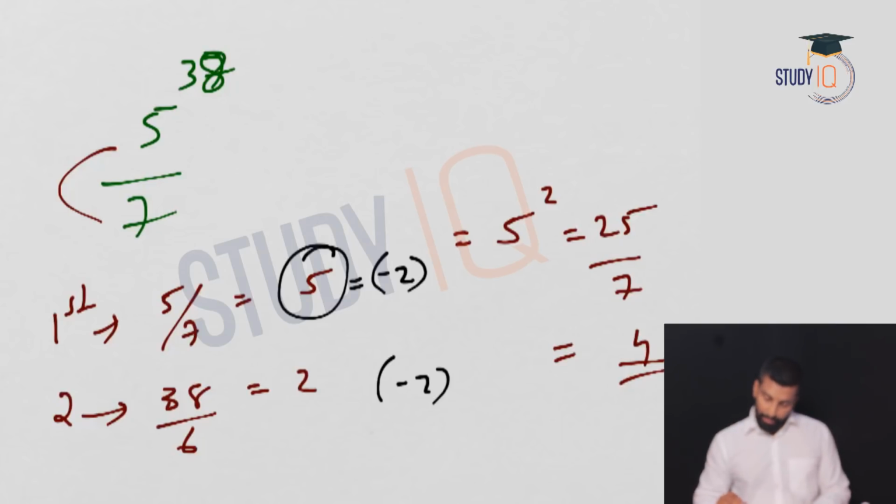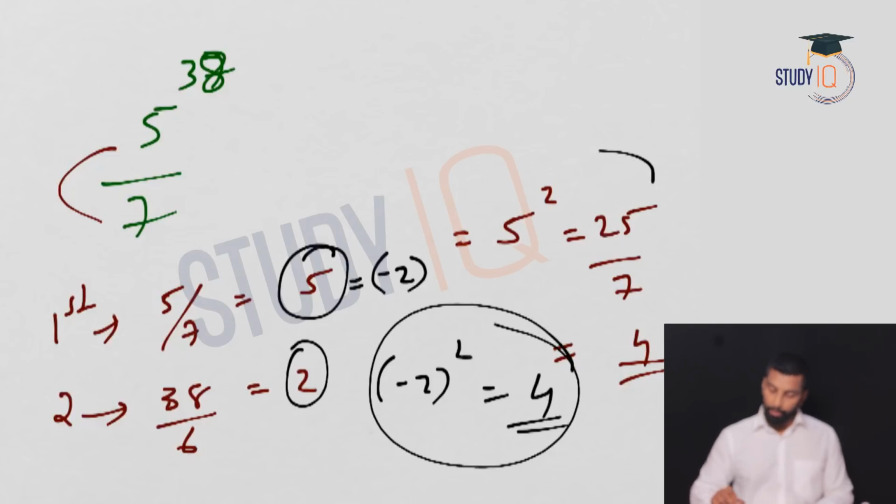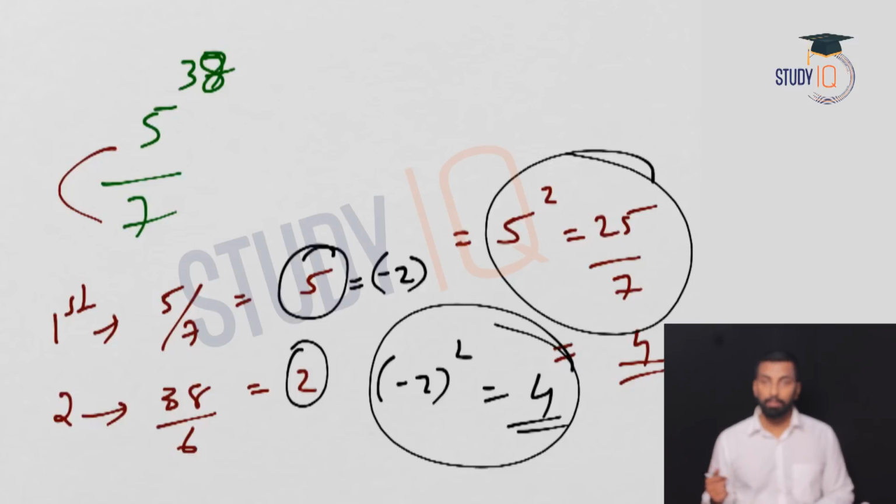Then it becomes minus 2 raised to 2, right? That will also give you 4. This is just to make the calculation easier so that you don't have to do this step. I hope you understood this.